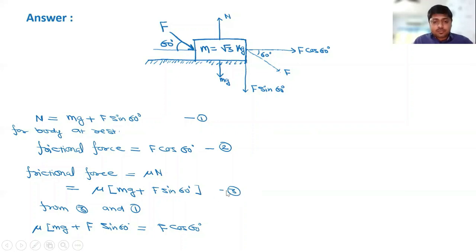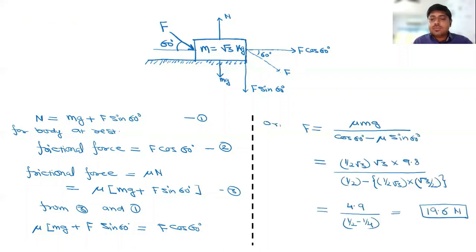Now using the relation 3 and 1, using the relation 3 and 2, we can calculate mu mg plus F sin 60 is equal to F cos 60 degree. We can further write it in this form: F is equal to mu times m times g divided by cos 60 degree minus mu times sin 60 degree.